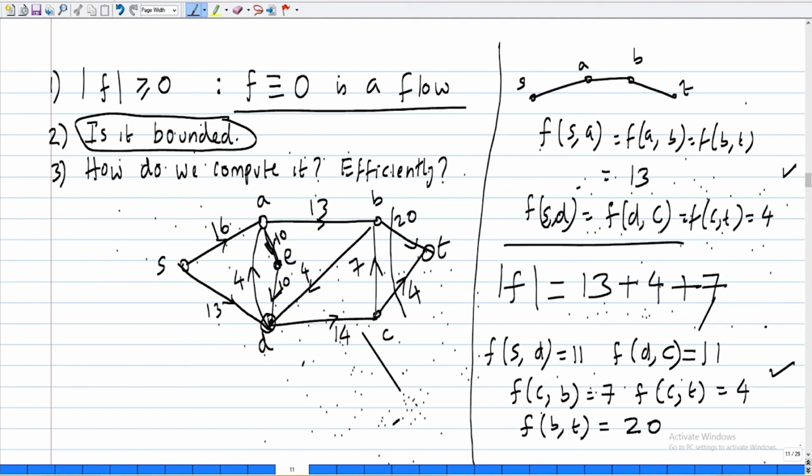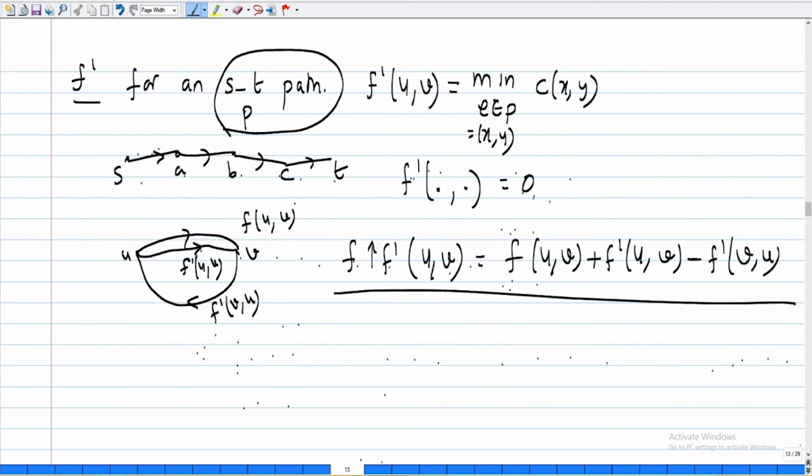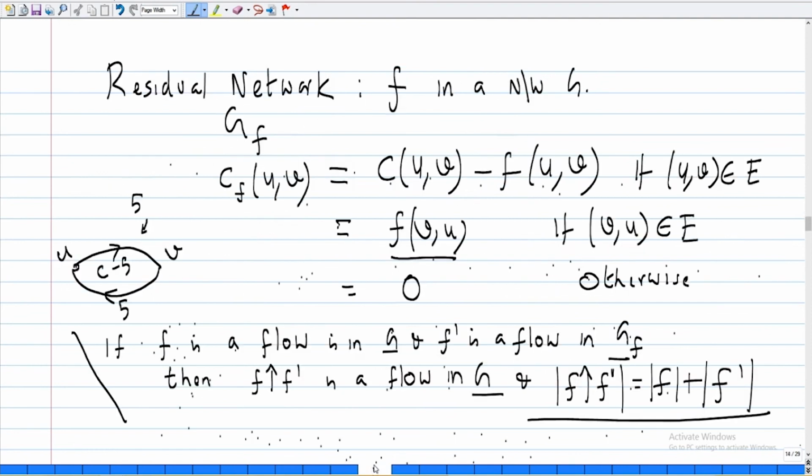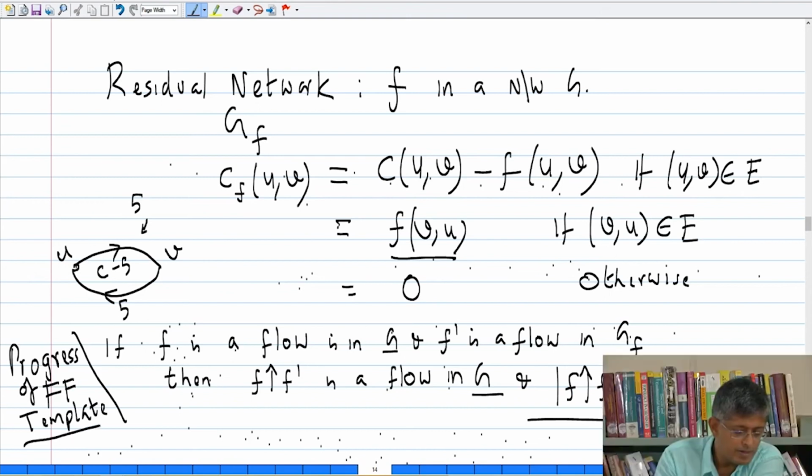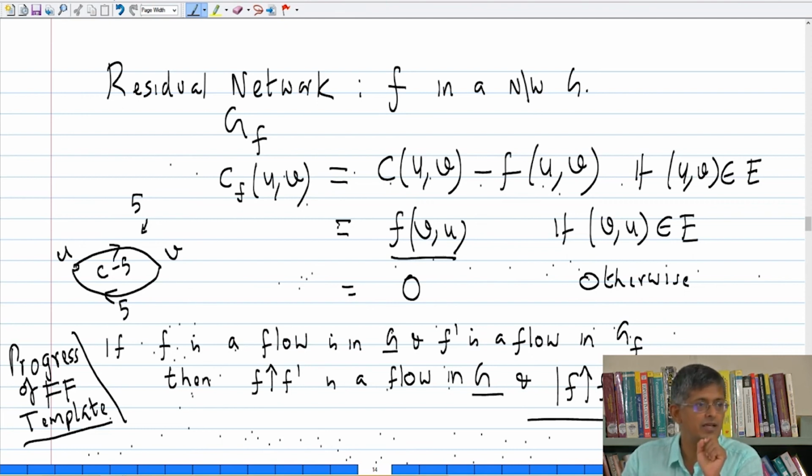Fine. So we are going to introduce a few new ideas to argue that. So this is essentially the progress of the Ford-Fulkerson template. I call it a template because it only tells you what you should do step by step. It doesn't tell you which path to pick, which ST path to pick, and so on and so forth. All those things will control the runtime efficiency of the algorithm.